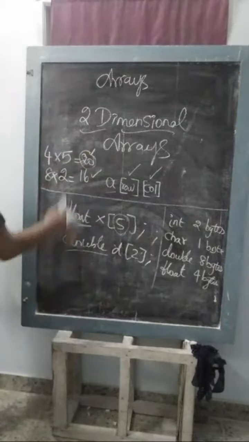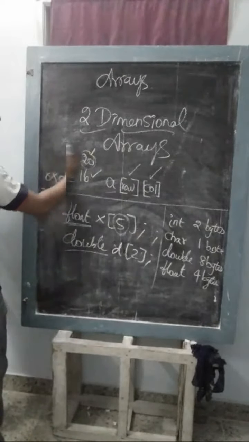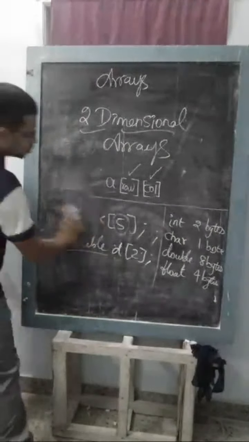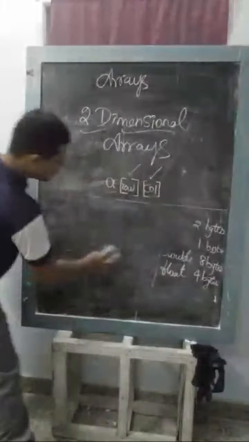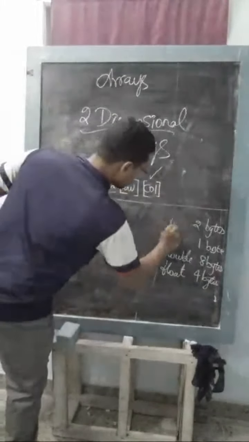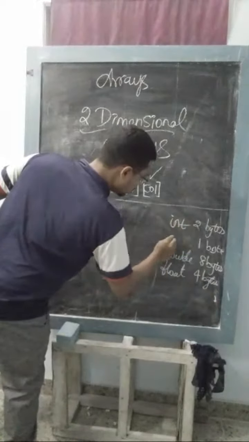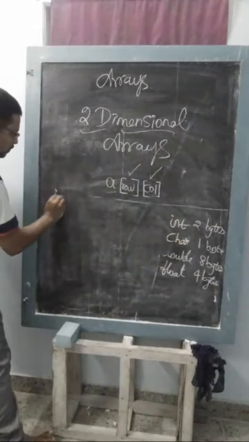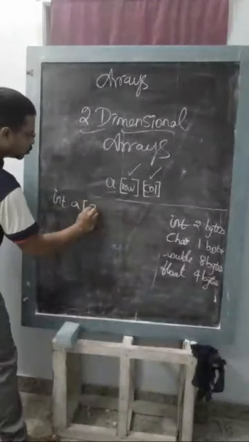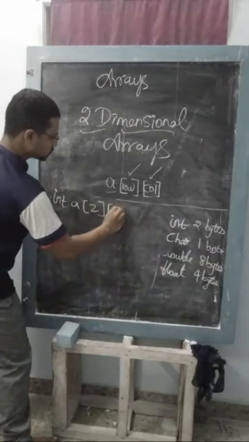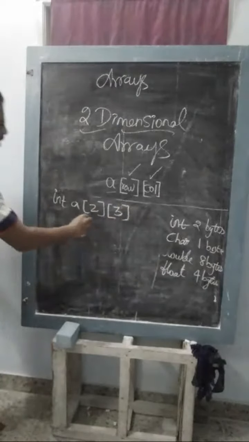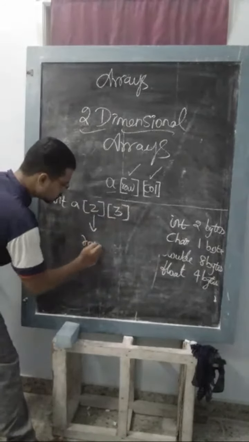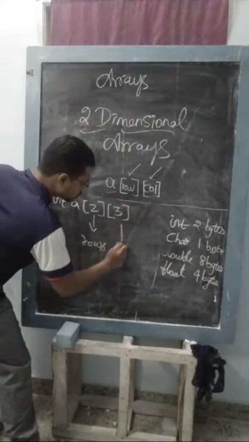Okay. So this is the thing we have to see. So why I told this one means, if it consists of an integer a of 2 of 3, that means there are 2 rows and 3 columns.